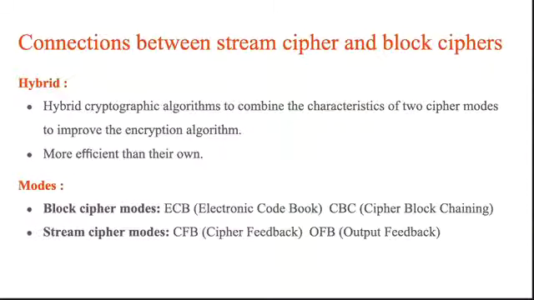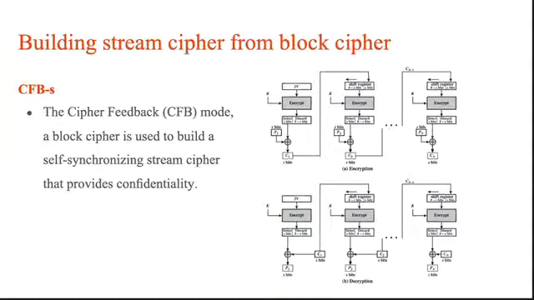Building a stream cipher from a block cipher can be a useful alternative, such as ECB and CFB. For CFB mode, a block cipher is used to build a self-synchronizing stream cipher that provides confidentiality. One approach to improve the efficiency of CFB is to reduce the round size of DES in CFB mode, which allows an attacker to gain knowledge of several key bits via differential or linear attacks.